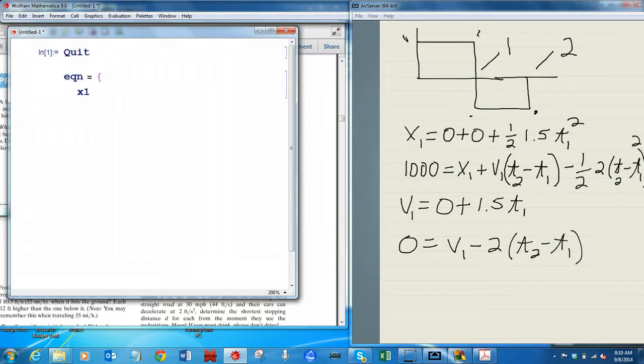So X1 equals 0.5 times, and I just do a little space, 1.5 space T1 squared. Is that good? And I didn't put the multiplication signs in there. I just put a space, and it kind of fills it in.